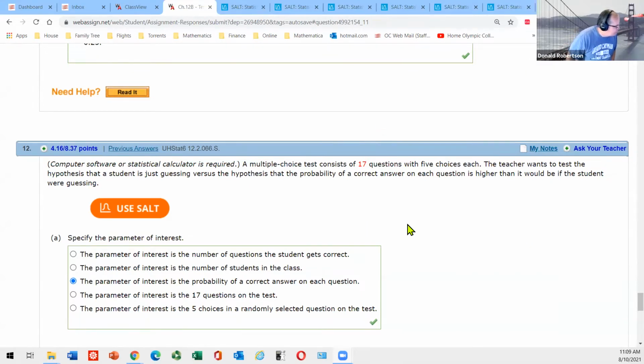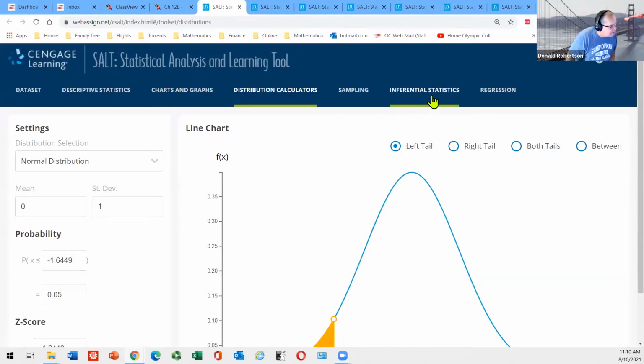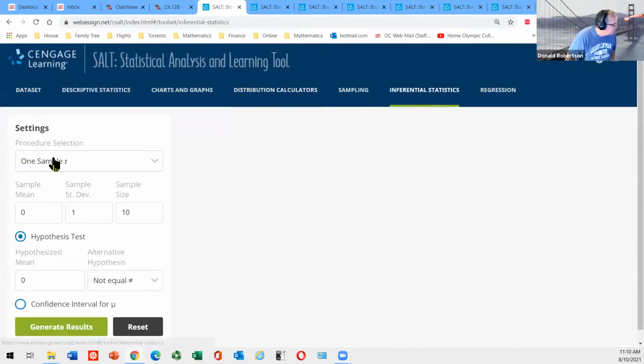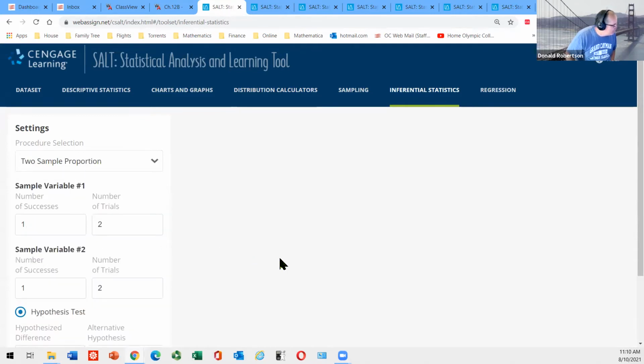So I'm just going to use this salt button, and then I'll go to the second one. So click on this one, inferential statistics, and do you see that there's a different choice? Do you see the two sample proportion? But it's pretty much what you'd expect it to be, right?